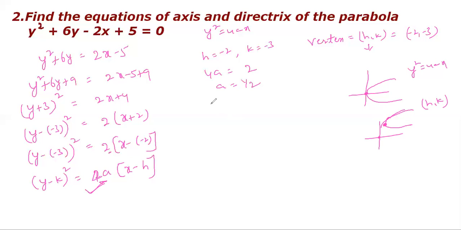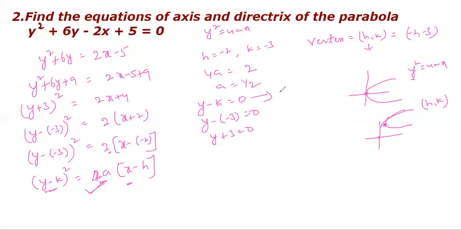Next, here we have to find the axis. Axis is nothing but, what is the formula for this question? Axis is y minus k equals 0, because here y minus k is there. So y minus k equals 0, and k is minus 3, so y minus of minus 3 equals 0, so y plus 3 equals 0.